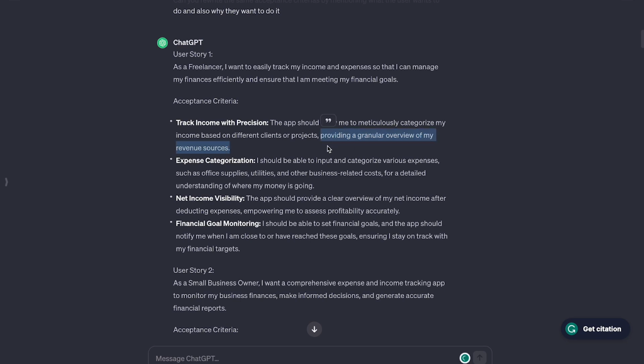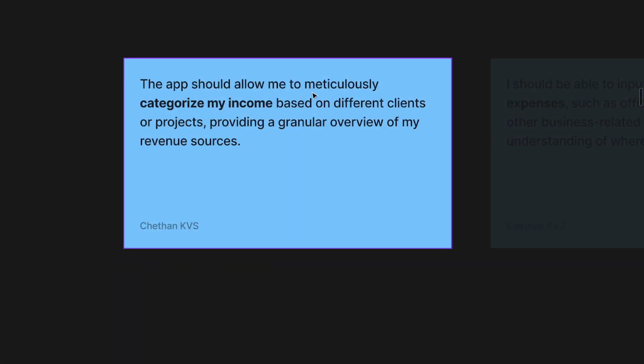Now, this is sort of okay. We can sort of accept this even though it's a little bit vague. The why of it is a little bit vague is basically what I'm trying to say, but this is more about an overview of how much you have. It is basically gathering information itself and not really taking an action as such, right? So what I did is I took this and added it in Figma. So here I wrote the app should allow me to meticulously categorize my income based on different clients, projects, providing a granular overview of revenue sources. Now, I have removed the freelancer as a persona because in the end, I actually just care about what the person wants to do and why they want to do it. Doesn't really matter who they are.